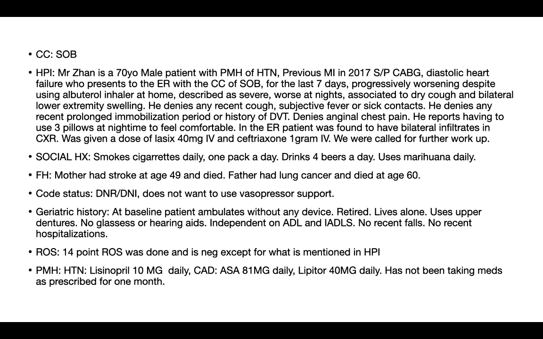Okay, social history: smokes, drinks, and uses marijuana. Code status: DNR, denied, does not want to use vasopressor support if needed. Geriatric history, a little bit about him, and review of systems. I use a shortcut all the time, but if there's something pertinent, I will add it here or I will add it to the HPI, like patient also reports X, Y, and Z. Past medical history, I give the medications related to the chronic problems that the patient has.